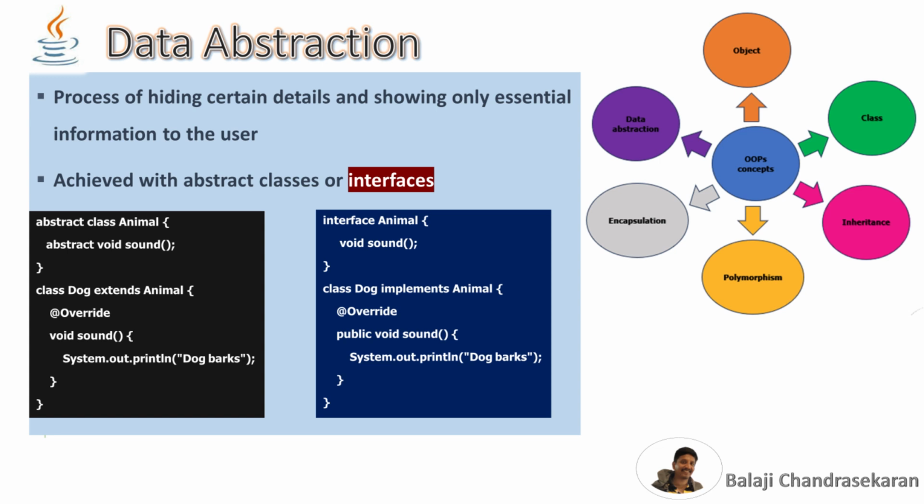Other than the default and static methods, interface methods are by default abstract and public. Interface attributes are by default public, static and final. An interface cannot contain a constructor, as it cannot be used to create objects. Java does not support multiple inheritance; a class can only inherit from one superclass. However, it can be achieved with interfaces, because a class can implement multiple interfaces. To implement multiple interfaces, separate them with a comma.